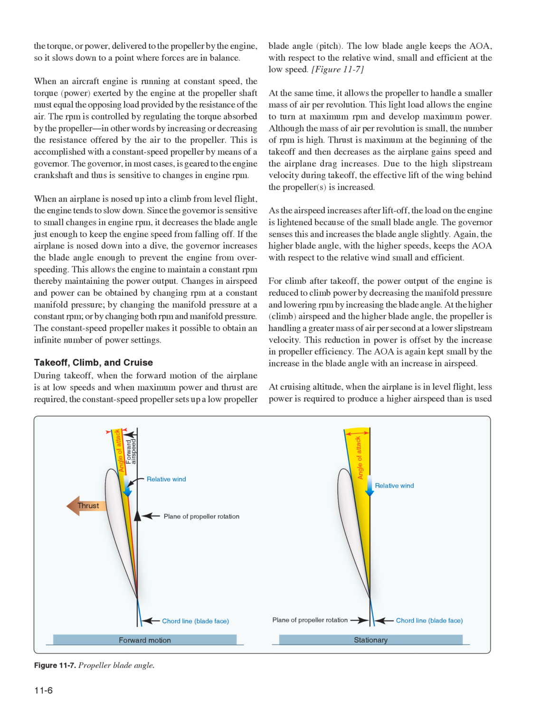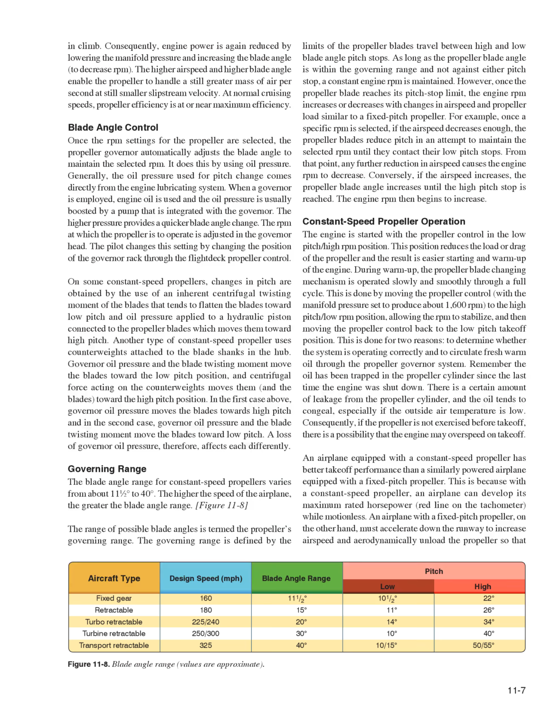At cruising altitude, when the airplane is in level flight, less power is required to produce a higher airspeed than is used in climb. Consequently, engine power is again reduced by lowering the manifold pressure and increasing the blade angle, to decrease RPM. The higher airspeed and higher blade angle enable the propeller to handle a still greater mass of air per second at still smaller slipstream velocity. At normal cruising speeds, propeller efficiency is at or near maximum efficiency.